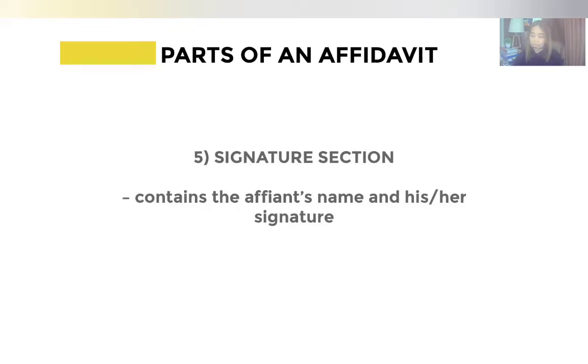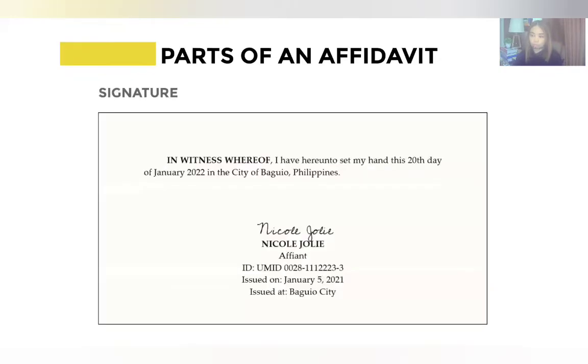Next, we have the signature section. The affiant will affix his or her signature over his or her name following the body. Note that a competent evidence of identity, such as an ID, is placed below the affiant's name. For the affiant, this is the final step in completing the affidavit. The document will be notarized afterwards.